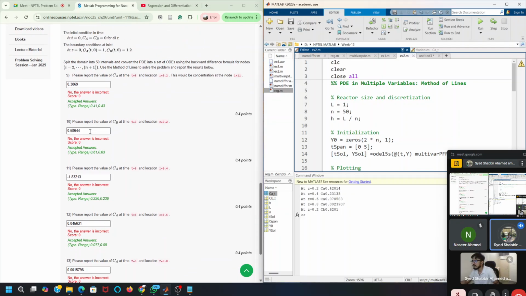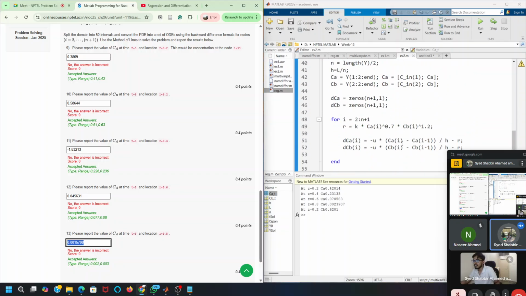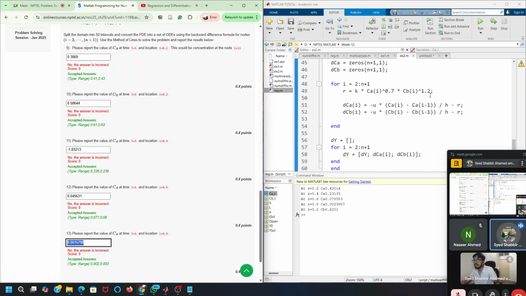0.420. Okay. 0.6201. 0.523. Yeah. 0.077, 0.078. Yeah, this is also fine. There was a small error: instead of taking power 1.2, I took 0.7. So everything else is fine.